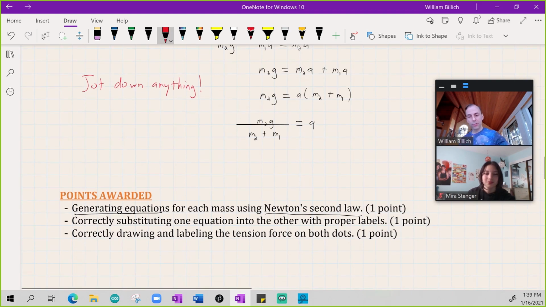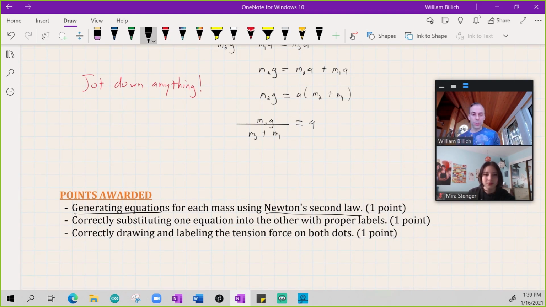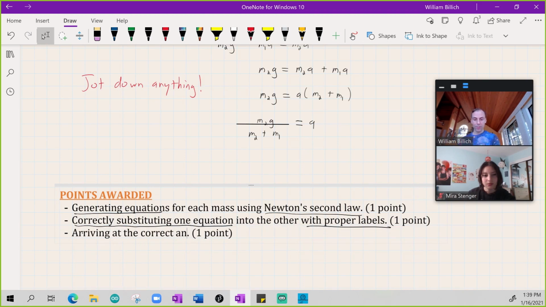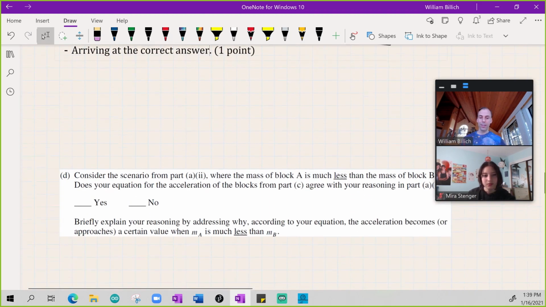All right, so generate equations using Newton's second law. Now, correctly substituting one equation into the other. Notice with proper labels. You must keep track of what is M2, what is M1. And lastly, this bit is incorrect, but this should be arriving at the correct answer. Last point there. All right? Next set.